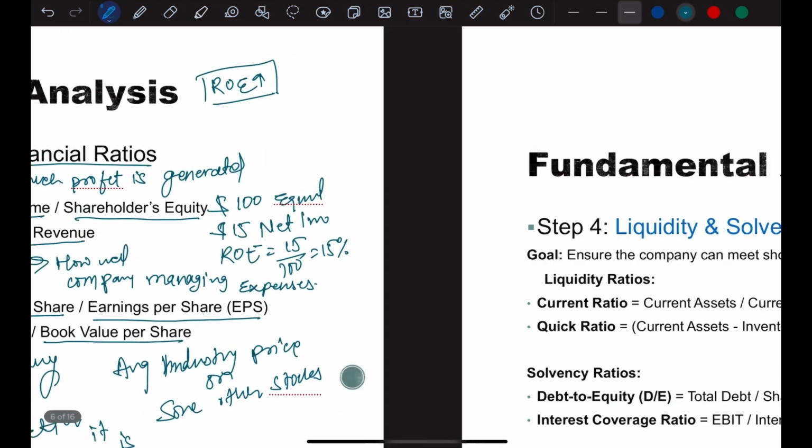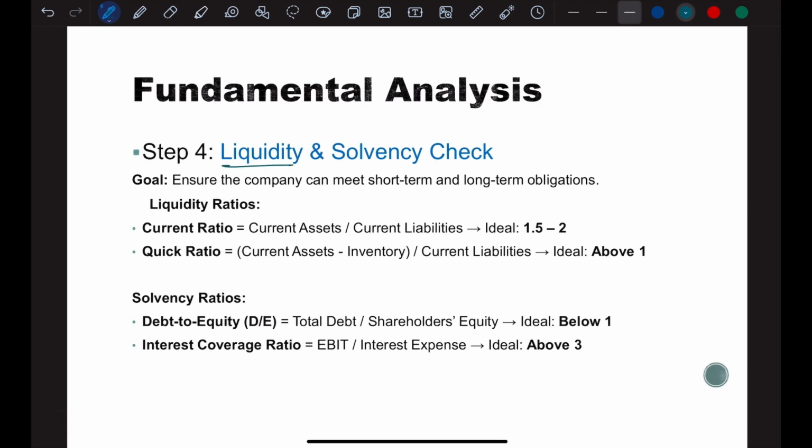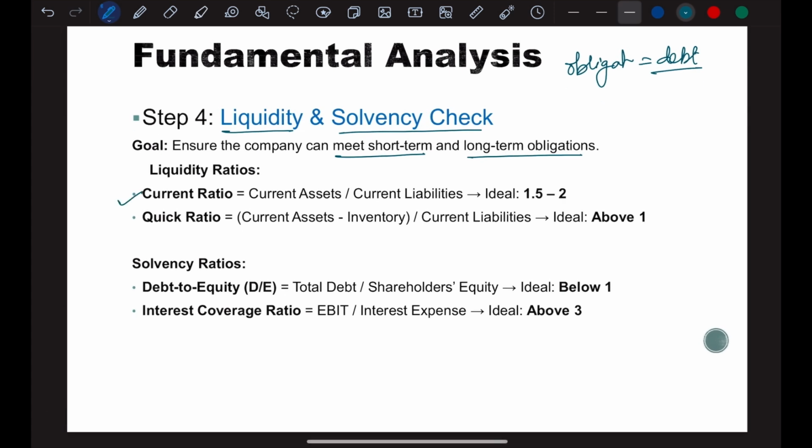Next is our step 4, which is checking for liquidity and solvency. Liquidity means meeting short-term obligations and solvency means meeting long-term obligations. Obligations are nothing but the kind of debt that the company owes, or is obligated to pay its debt owner or equity owner, or the kind of loan that the company has taken. Within liquidity we have two important ratios, the current ratio and the quick ratio. And in solvency we also have two, the debt to equity ratio and the interest coverage ratio.